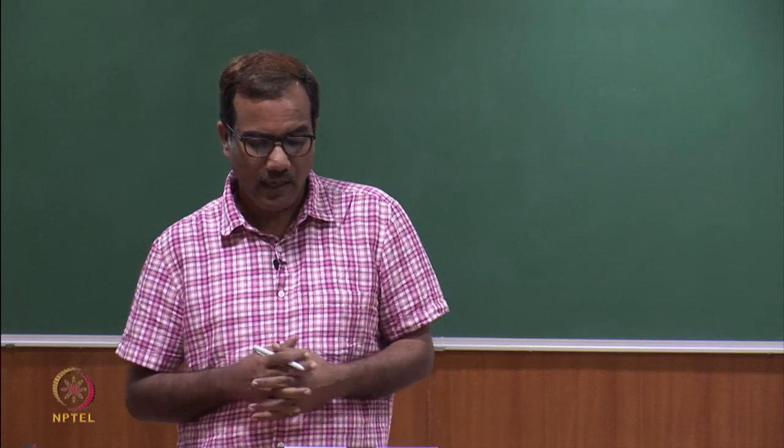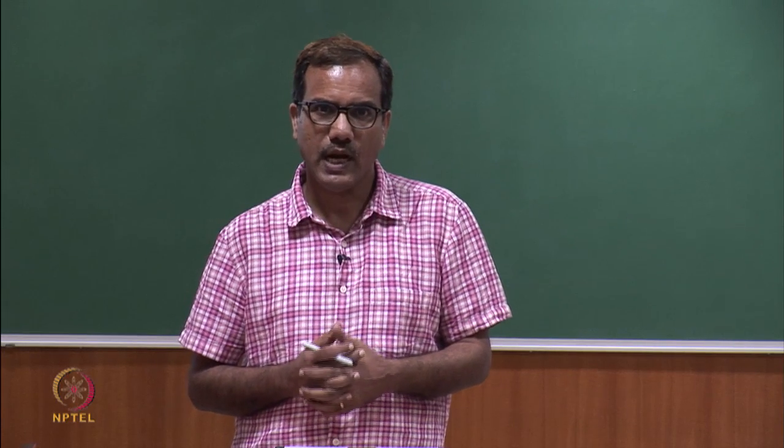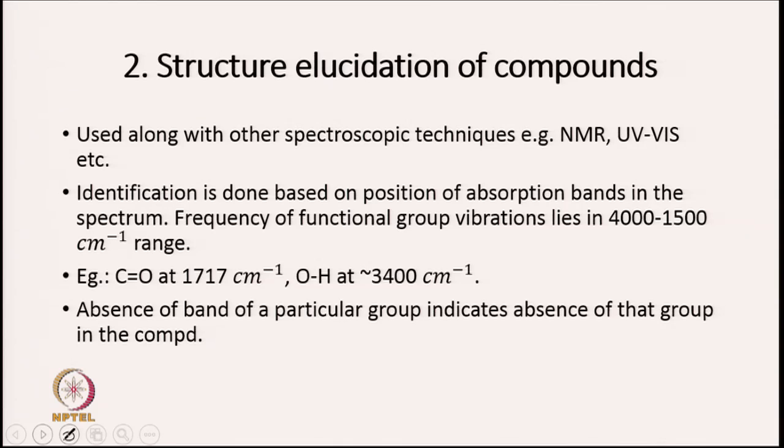The second thing is we can even get the structure of the compound using IR, and for that, we need to combine this with other spectroscopic techniques like NMR and UV-visible. Particularly, functional groups can be very easily identified by IR spectroscopy. For example, the carbonyl band absorbs around 1717 centimeter inverse, whereas you can find a band around 3400 centimeter inverse if the molecule has an OH group. And absence of the band of a particular group indicates absence of that functional group in the compound. So, for functional group prediction, IR is one of the most suitable and easiest methods.